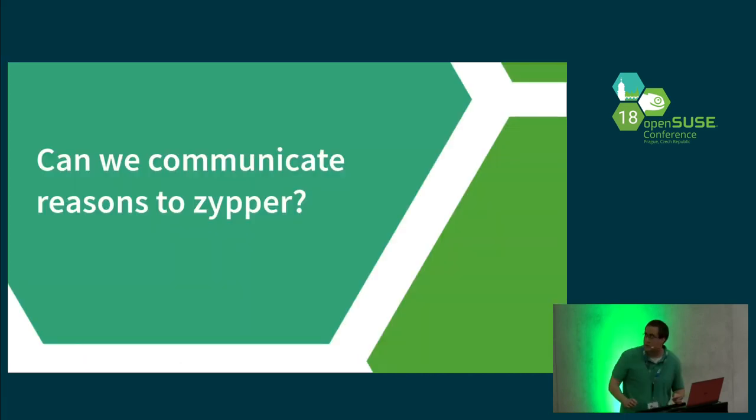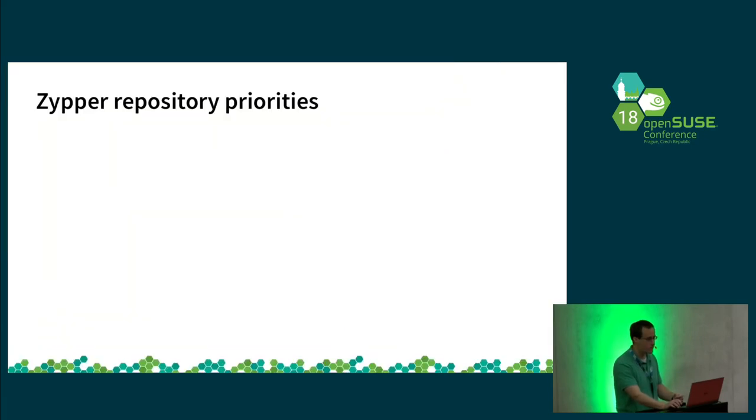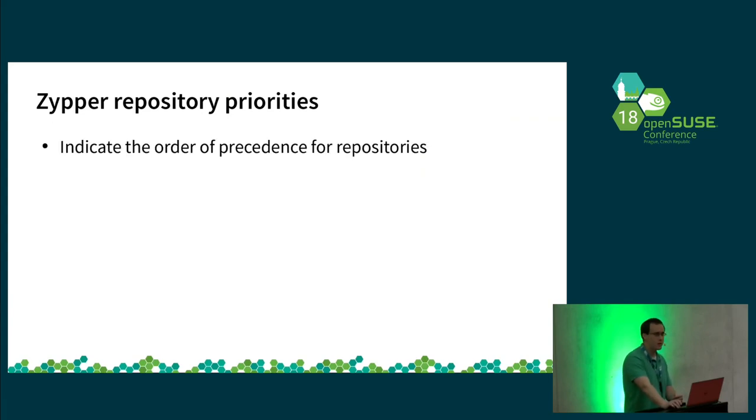So the question is, can we communicate why we are adding a repository to Zypper in such a way that it would make the right choice as to where to take the package from? And the answer is yes. We can use repository priorities. Priorities allow us to specify an order of precedence for the repositories, which means which one to basically use over the other ones when they both have the same package.